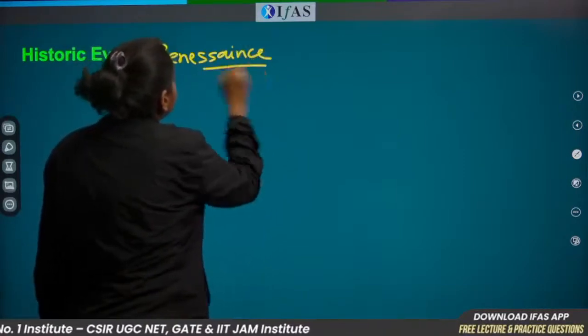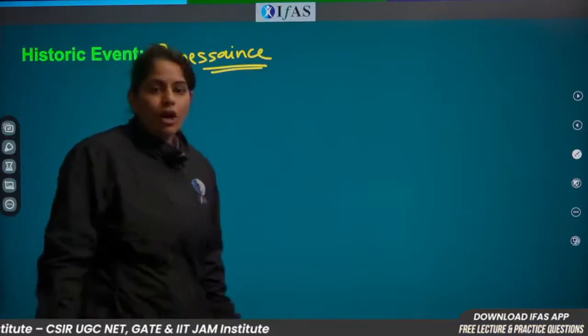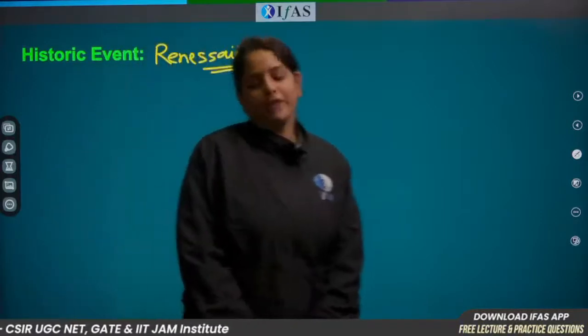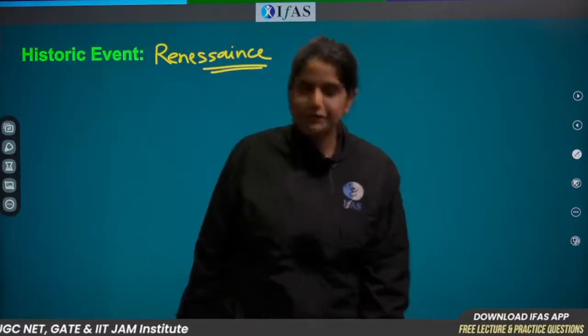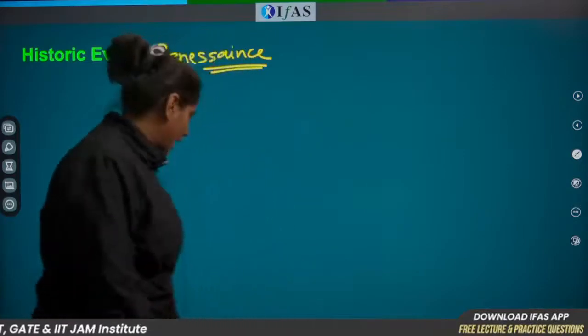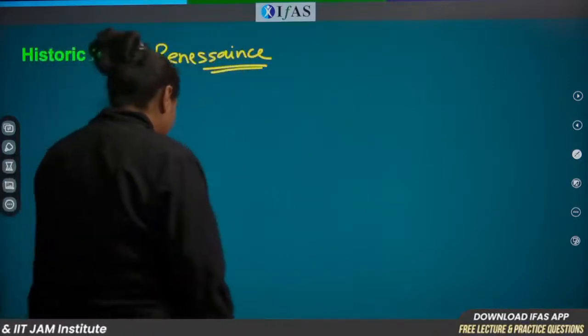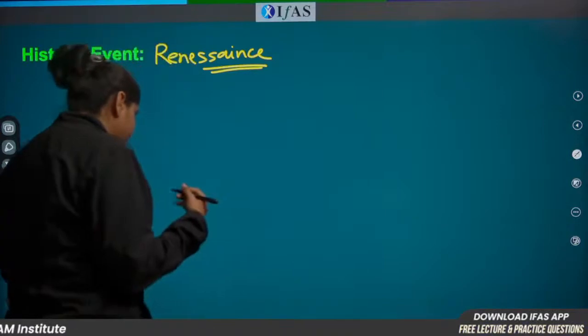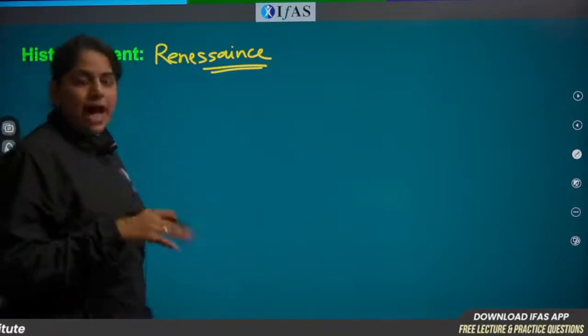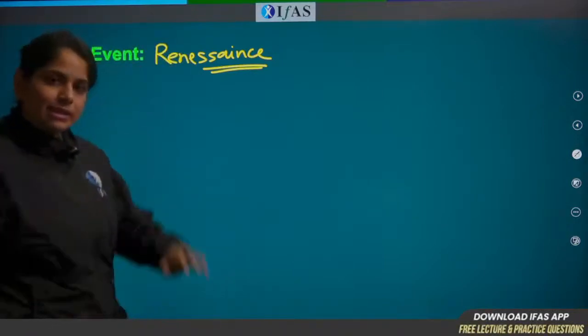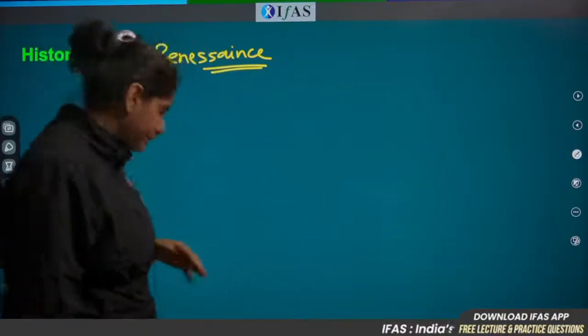Okay, so this age is called as Renaissance. Now what is the meaning of Renaissance? So basically Renaissance is a French word which actually means, it is the period from the late 14th century and it lasted till the 15th century.